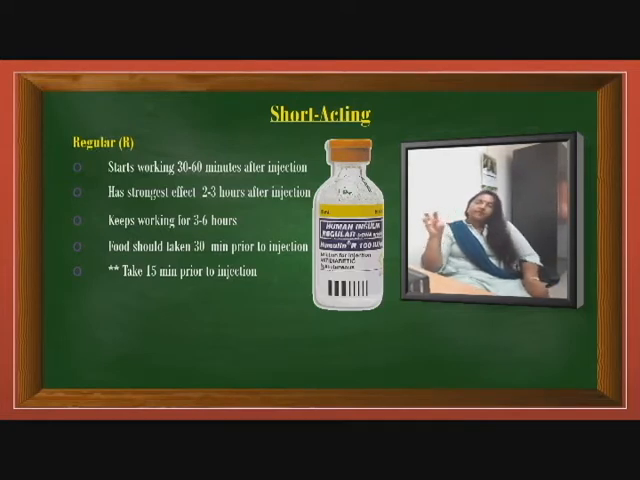Short-acting insulin: the time taken to begin its effect is a little longer. It will take at least 30 minutes to 1 hour to begin with the effect, and the peak effect will be obtained by around 4 hours, and the effect will be there in the blood for nearly 6 to 8 hours. And usually people are started with this short-acting insulin, and it's one of the most commonly used insulins.